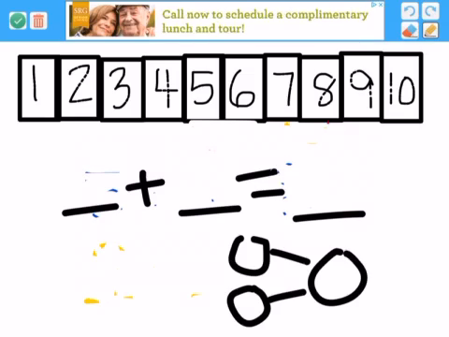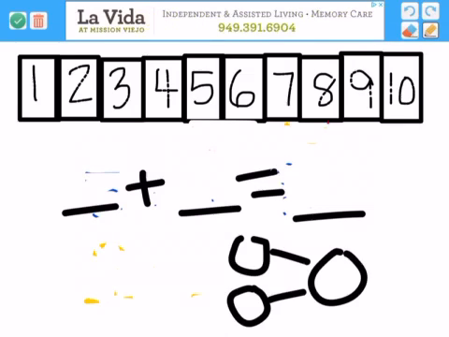Okay, so I'm going to read the problem one more time. There were 8 children waiting for the school bus. No more children came to the school bus. How many children are waiting now? Okay, so there were 8 and no more came. How many does that equal? How many children are waiting at the bus? Go ahead and do that one on your own and send me a picture when you're done. Thank you.